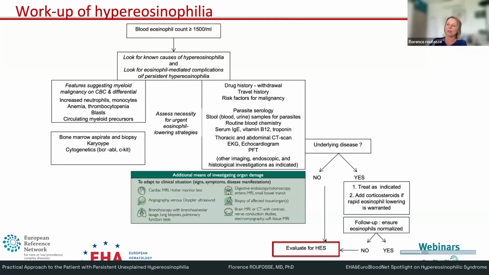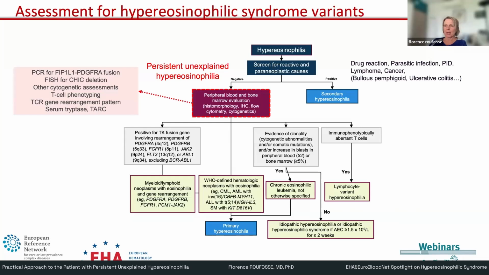And it is at this point in time that you're going to evaluate for a hypereosinophilic syndrome, and particularly for the different variants of this disease. And this is a bit of a busy slide. Some of the things are already found on the slides that you've seen before, but I'd just like to highlight a few points. So one of the points is, okay, you ruled out secondary hypereosinophilia. This is when you're going to want to check for the underlying hypereosinophilic syndrome variants, namely the clonal disease variants, the T-cell-driven disease variants, and you're going to be performing a series of exams.